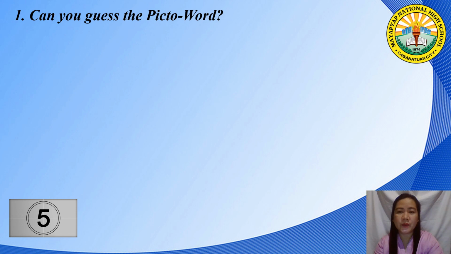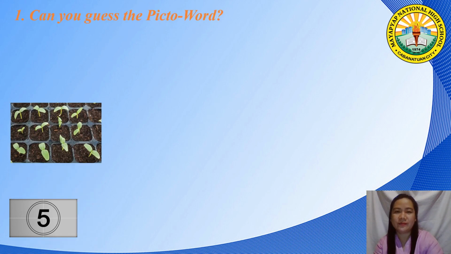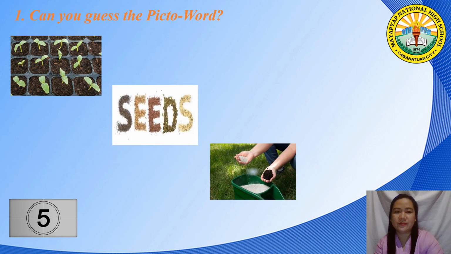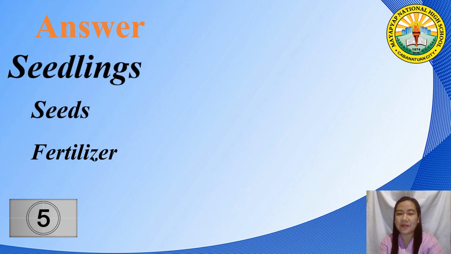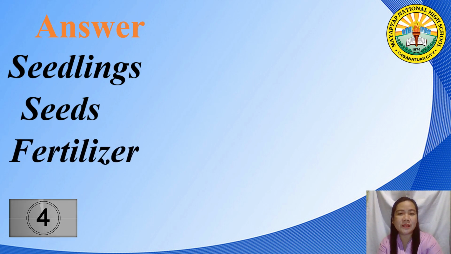But before we start our discussion, I have two questions for you. The first question is, can you identify these pictures? Your time starts now. Great! Those are seedlings, seeds, and fertilizer. And the second question is, where do we use those things in the picture? Your time starts now.